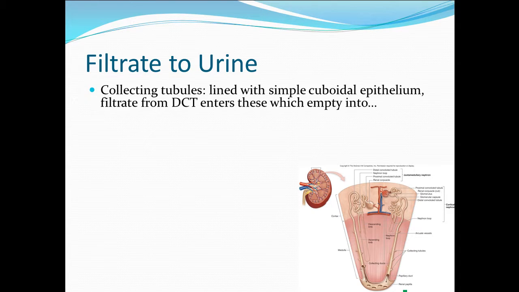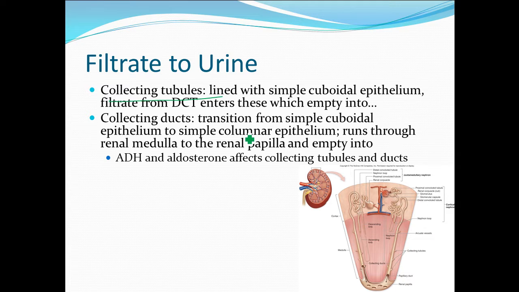Okay, so now that we're going from the distal convoluted tubule, we're going now into the collecting ducts. At this point, the collecting ducts, it's going to be becoming urine at this point, okay? So the collecting tubules are these tubules that go into the collecting duct.